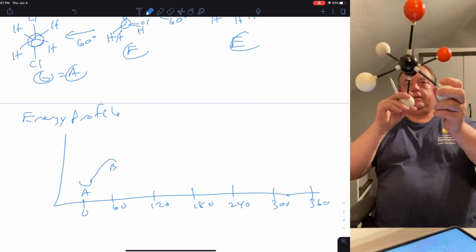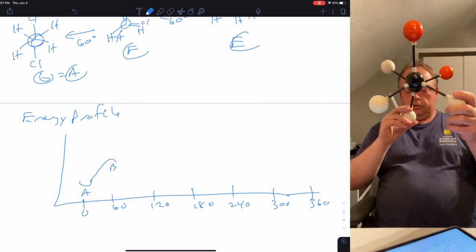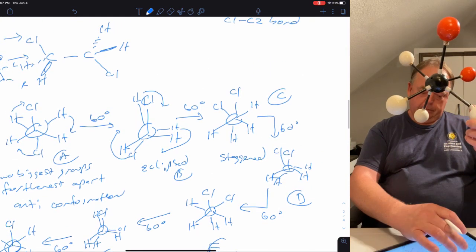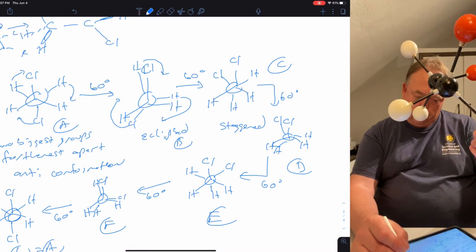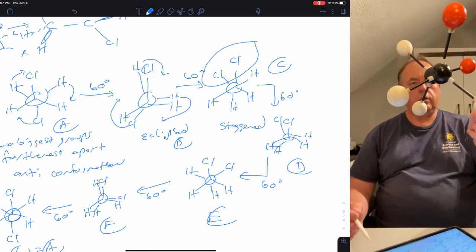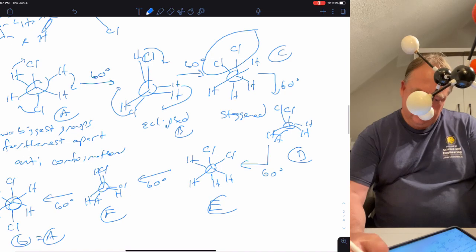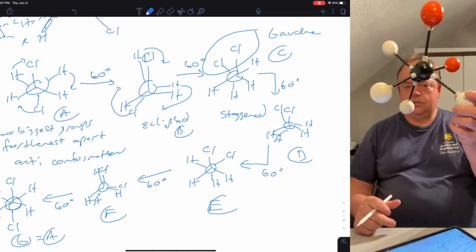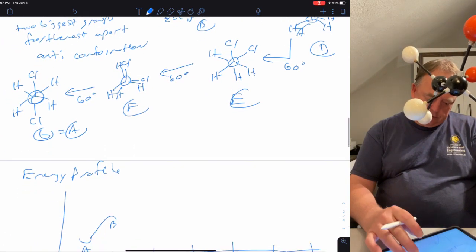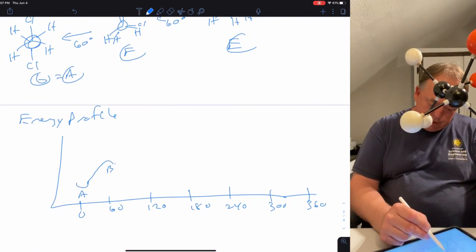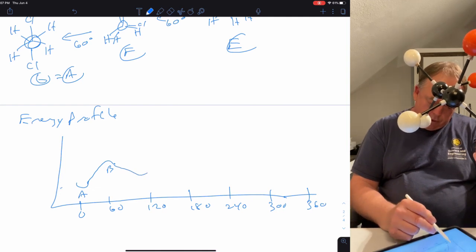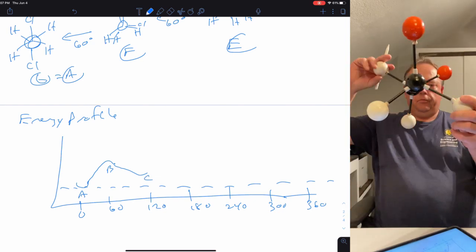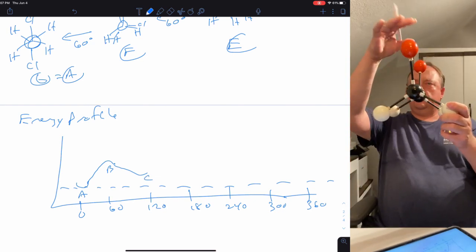And then we go to C, it goes back to staggered, so the energy goes back down, but does it go back down all the way to A? So is C as stable as A? And the answer is no, because the two chlorines are getting closer in space. So this type of interaction is what's called a gauche interaction, when two things are 60 degrees from each other. So it goes back down in energy, but it doesn't go down all the way to A. So that's C.